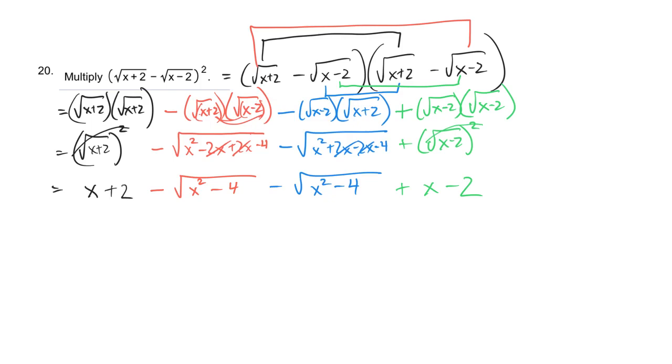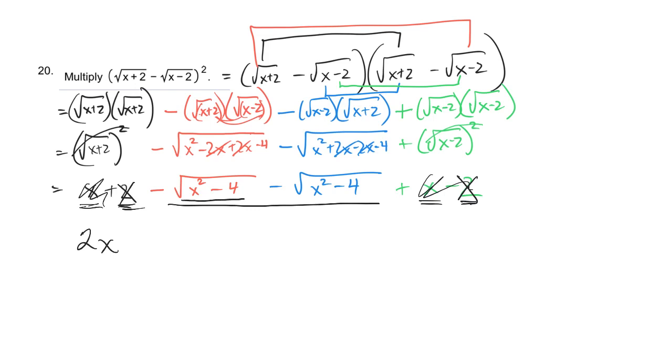So collecting like terms, I have an x here and an x there. X plus x, that'd be 2x. I have a 2 here and a minus 2 there. Oh, so those two cancel. Okay, so I've taken care of that, and now it's just these two things.